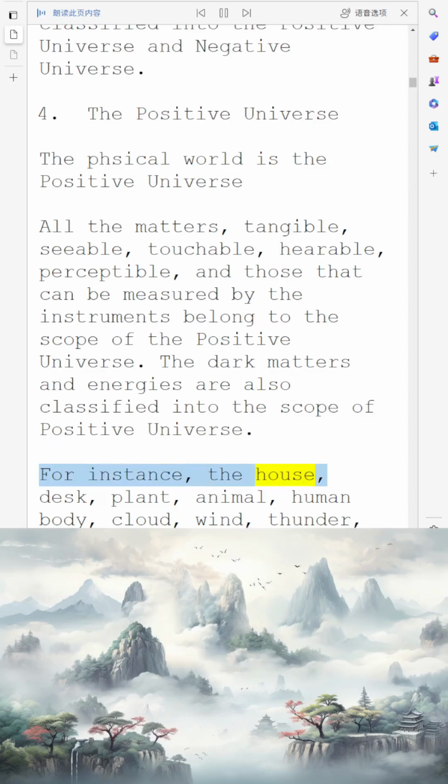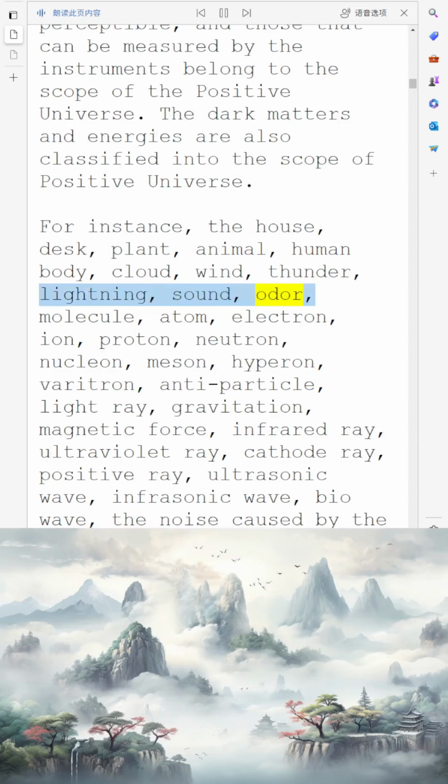For instance, the house, desk, plant, animal, human body, cloud, wind, thunder, lightning, sound, odor, molecule, atom, electron, ion, proton, neutron, nucleon, meson, hyperon, barytron, antiparticle, light ray, gravitation, magnetic force, infrared ray, ultraviolet ray, cathode ray, positive ray, ultrasonic wave, infrasonic wave, biowave.